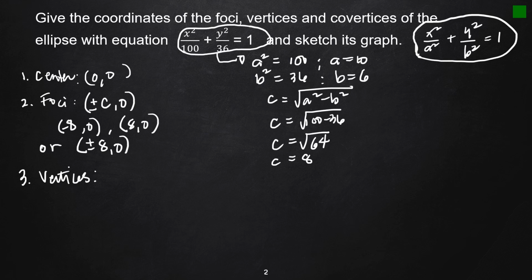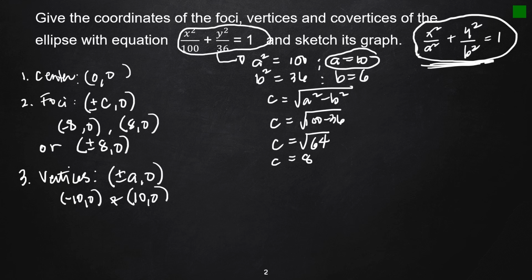Based on our previous discussion, an ellipse that follows this standard form of the equation would have vertices at plus or minus a, 0. And therefore, since a is equal to 10, our coordinates would be negative 10, 0 and 10, 0, or simply plus or minus 10, 0.